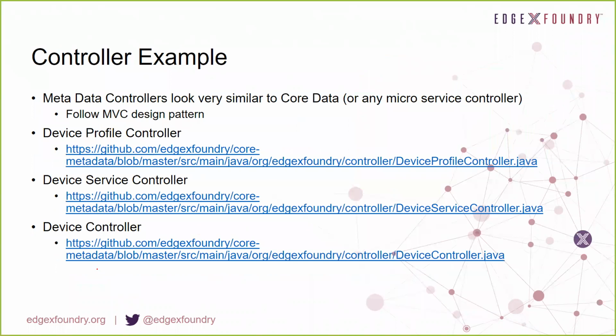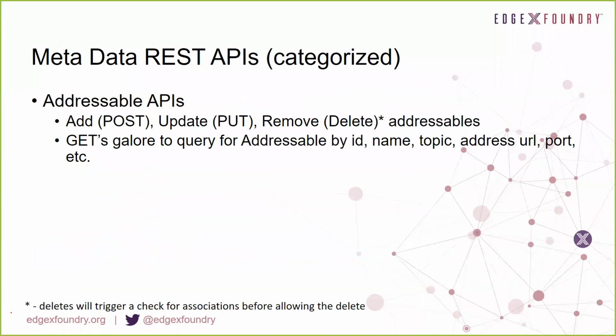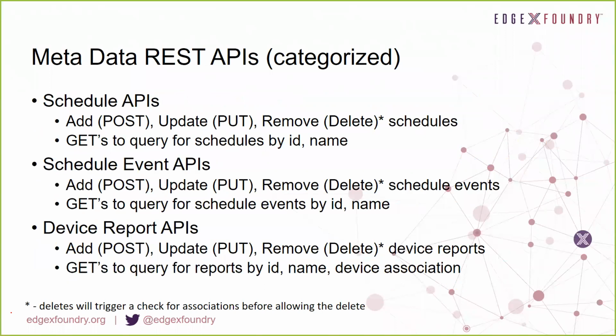Okay, with the few minutes that are remaining here, let's get into a little bit of the APIs that you'll find in our metadata system. As we looked at a couple weeks ago with regard to core data, metadata has a collection of what are called controllers that actually manage the creation, the deletion, and the updates of things like our device profiles, our device services, and our devices that are out there. But there also are controllers that deal with addressables, schedules, schedule events, device reports, all those things that I just mentioned.